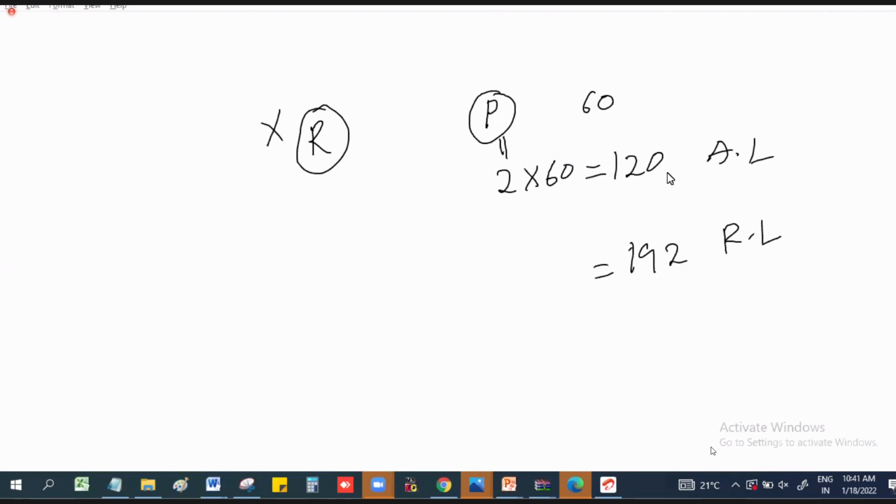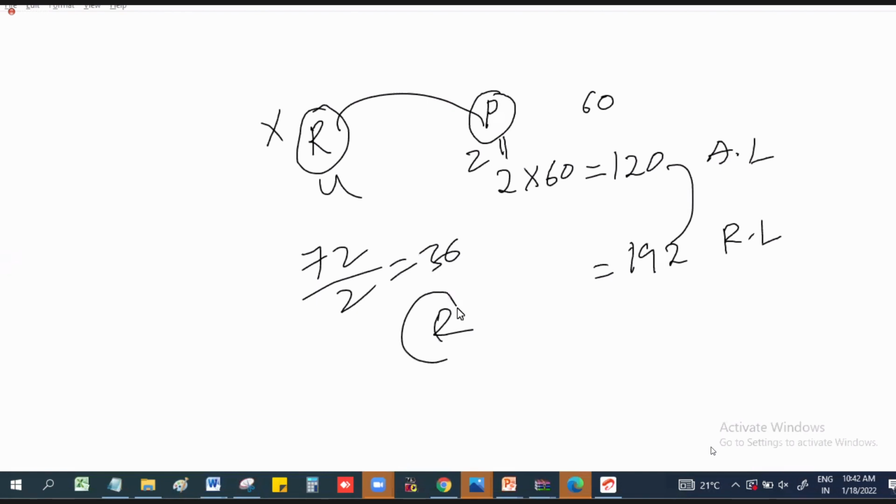192. What is the difference between the real legs and assumed legs? It is 72, correct? What is the difference between the legs of a rabbit and a peacock? 2. 72 divided by 2 is what? 36. That's your rabbits. When 36 are your rabbits, the remaining are peacocks, which is 24. That's it.